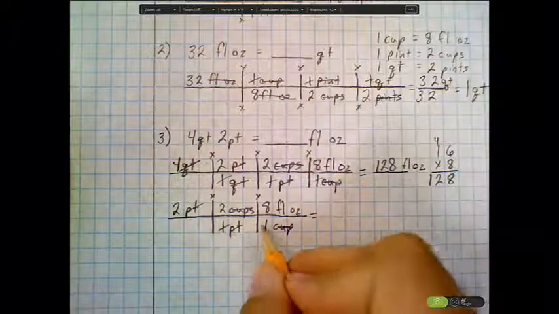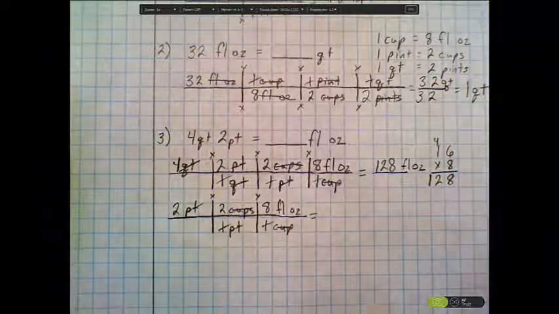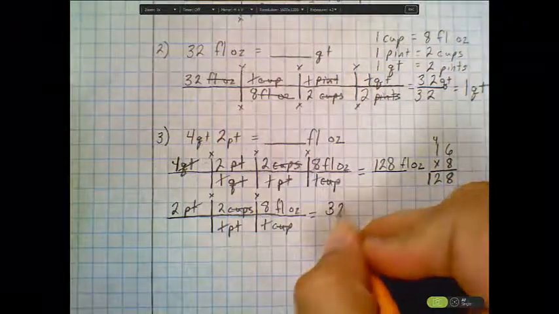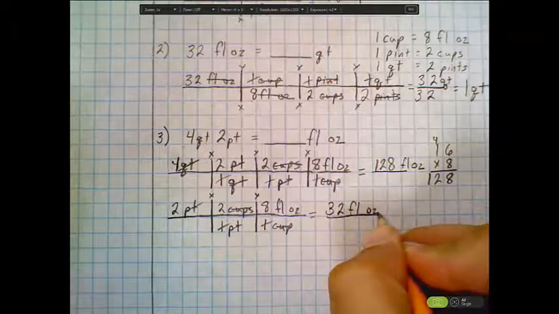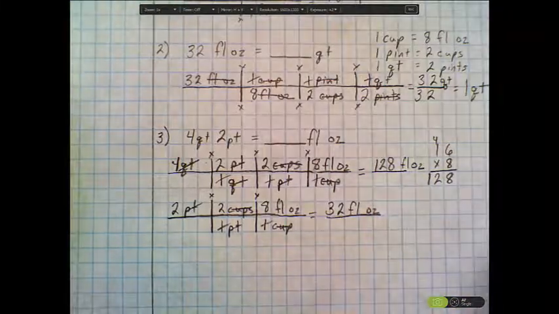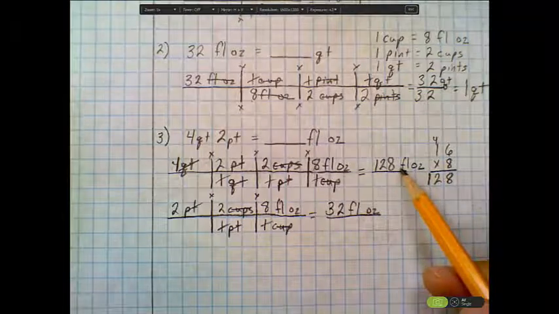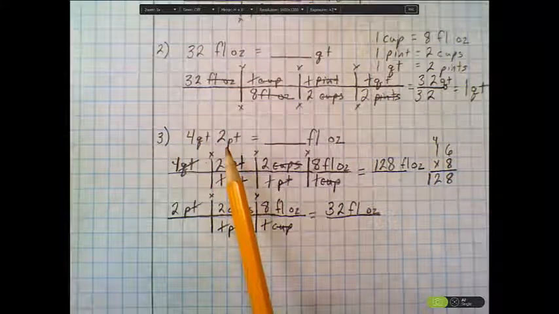Oh, let's cancel our ones. Multiply across the top. 2 times 2 is 4. 4 times 8 is 32. So we have 32 fluid ounces on the top. And everything's canceled on the bottom, so we don't have to do that. So now we have 128 fluid ounces, which is the 4 quarts. We have 32 fluid ounces, which is the pints.